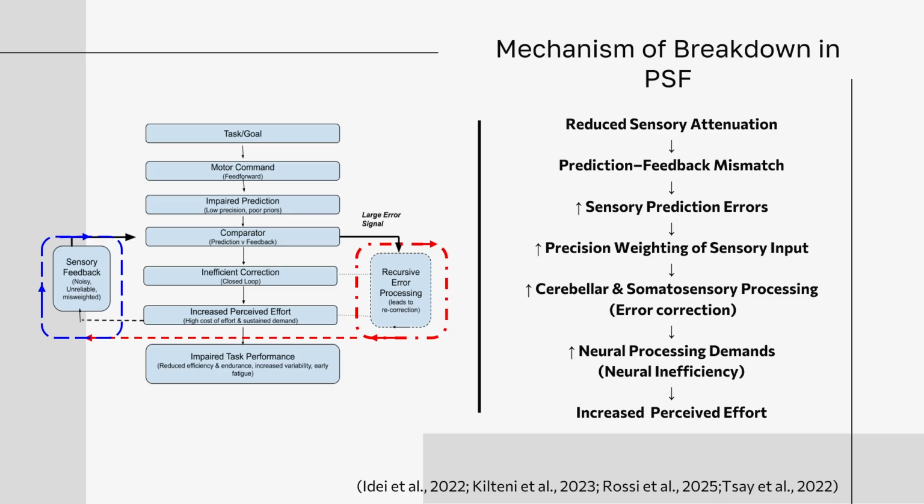We have reduced sensory attenuation, going into prediction feedback mismatch. This is where the brain is less capable of suppressing internally generated sensations, so they are then taken as feedback sometimes. So the balance between what's predicted, what we know is there, and what is coming into the system is mismatched.